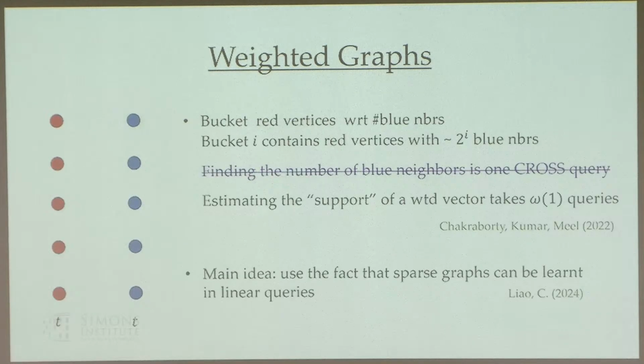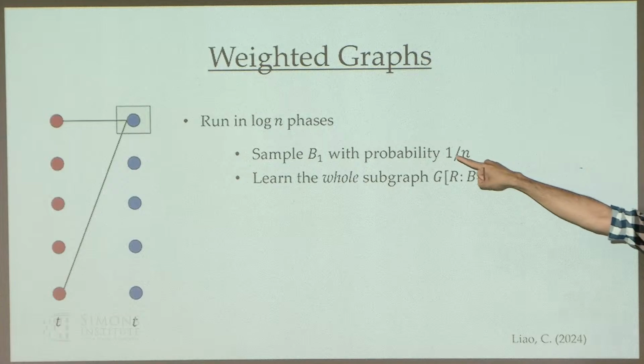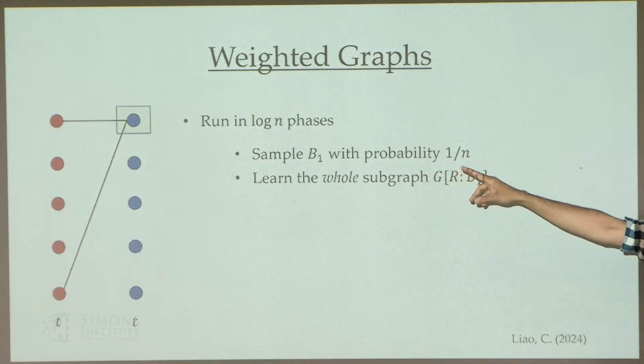So here's the algorithm now. It's a weighted graph, so I'll not be able to figure out how many neighbors a red vertex has on the right side. But here's what you do. It's actually simple in hindsight. You run in phases. Phase 1, you sample very rarely from the right side. So you sample blue vertices with probability very small, 1 over n. But whoever you sample, you learn the whole graph to the left. Okay. Is this going to be a sparse graph?